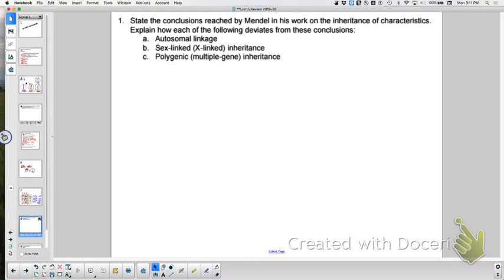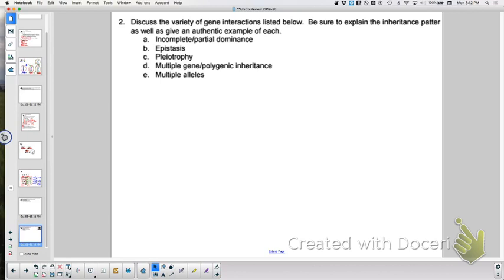If you look at this practice question I gave you: state the conclusion reached by Mendel, dominant segregation, independent assortment. Explain how each of the following deviates from these conclusions. Autosomal linkage, how does that deviate? From independent assortment. Sex linked from dominance. Polygenic from dominance. Discuss the variety of gene interactions listed below. Be sure to explain the inheritance pattern as well as give an authentic example of each, meaning a real example.